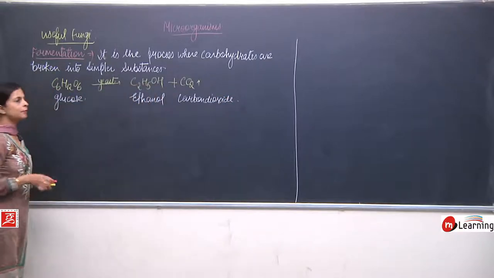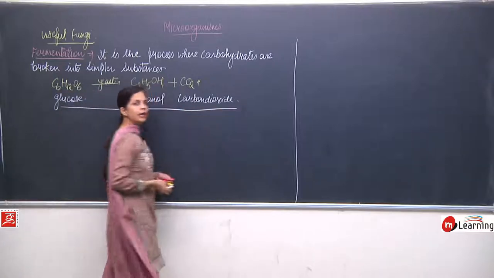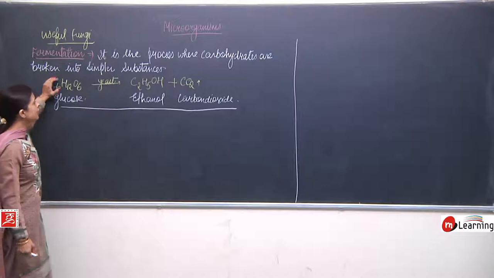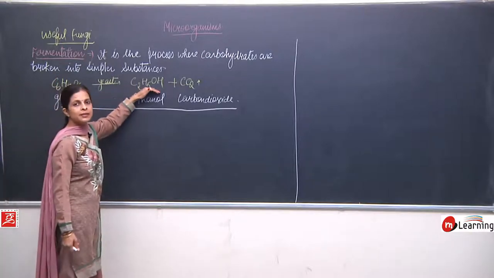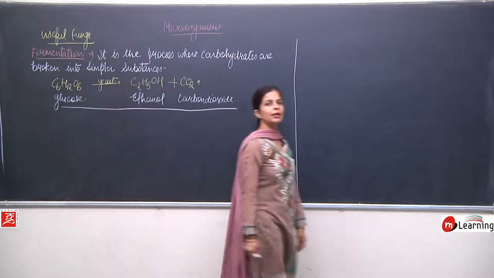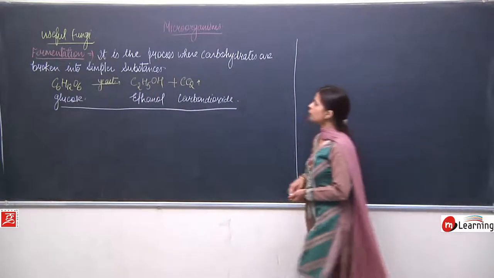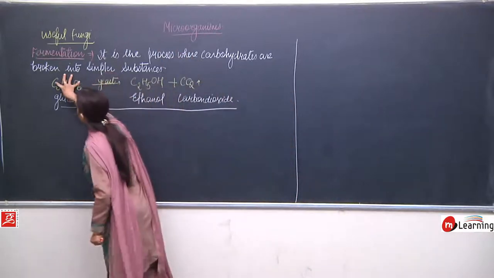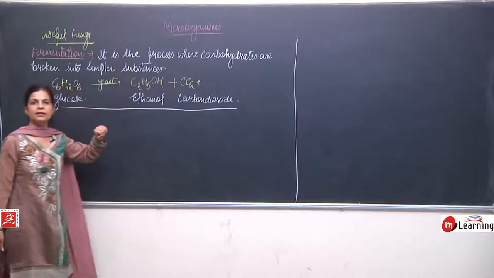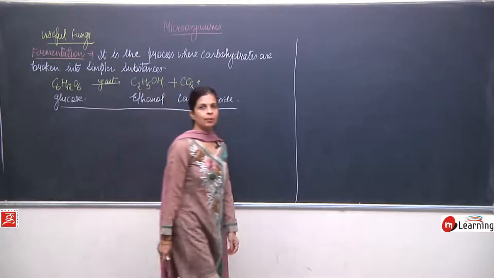That means this process is known as fermentation. Which process? When microorganisms break carbohydrate or glucose into simpler substances, that is ethanol, and in this process the gas carbon dioxide also comes out or gets released. Now how is this breakdown of glucose important for us, and how is the production of ethanol useful for us? We are going to talk about this.